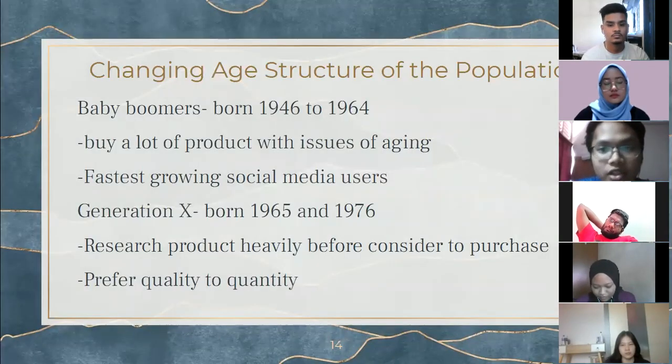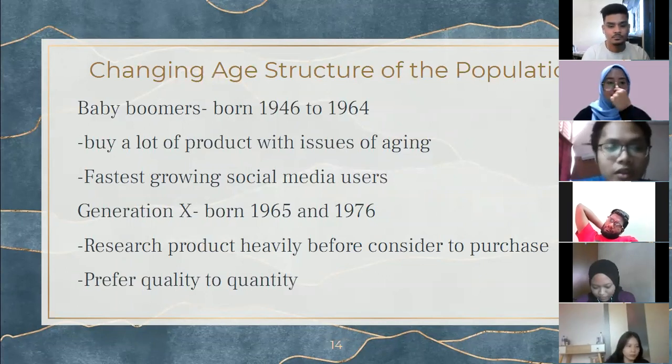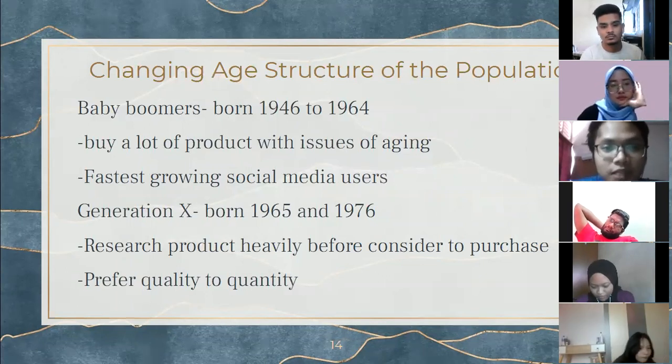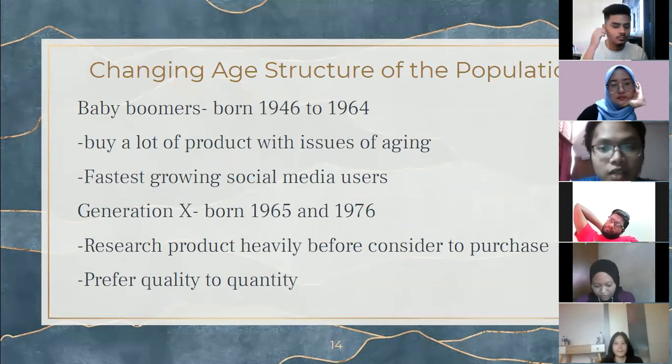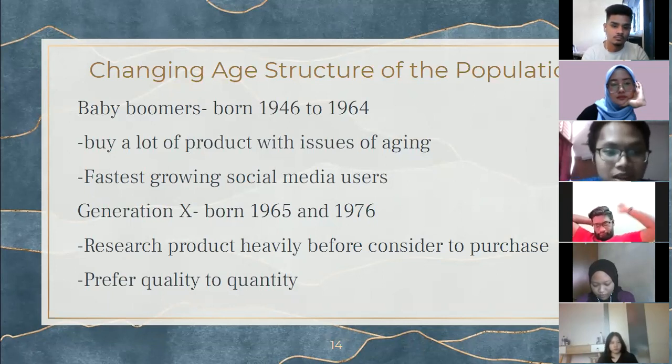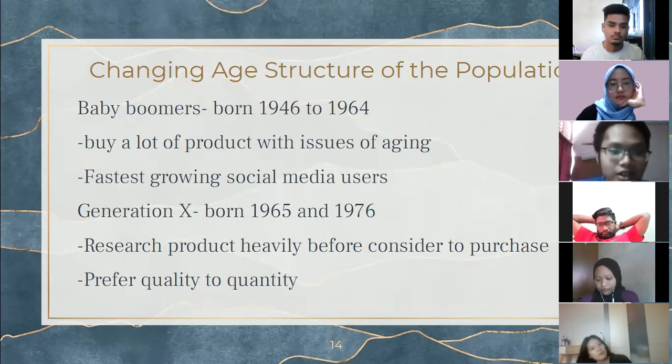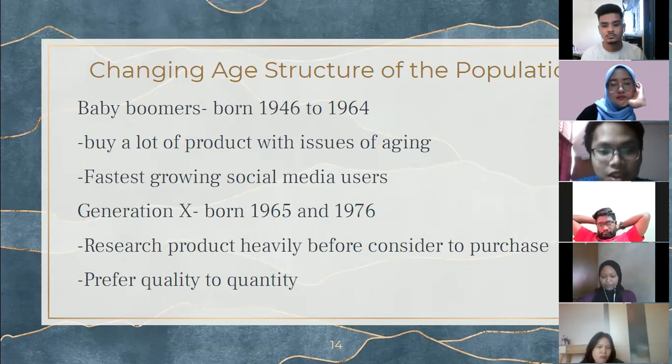Changing age structure of the population. The first one that we need to know is the baby boomers, the people born between 1946 and 1964. They tend to buy a lot of products related to the issue of aging. Baby boomers are also the fastest growing social media users in the world. The next generation is Generation X, born between 1965 and 1976. They research products heavily before considering a purchase, and they prefer quality over quantity.